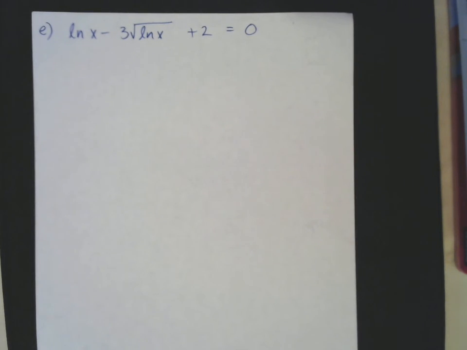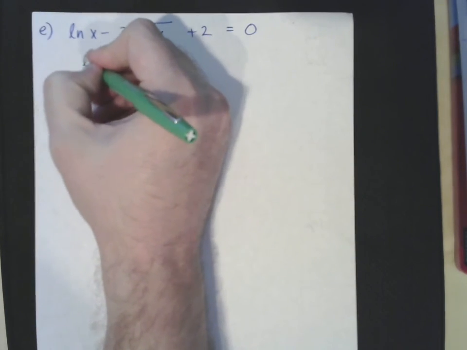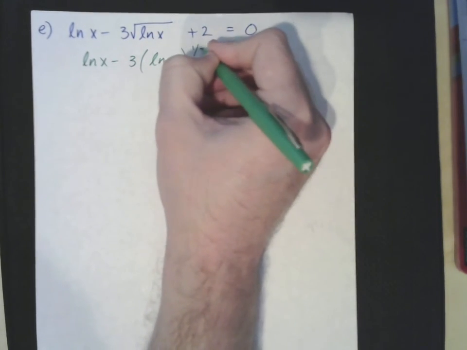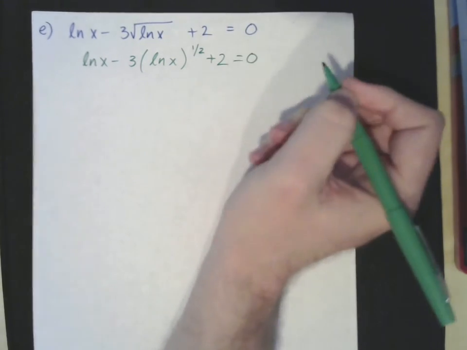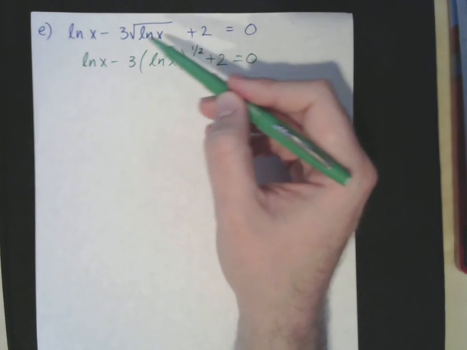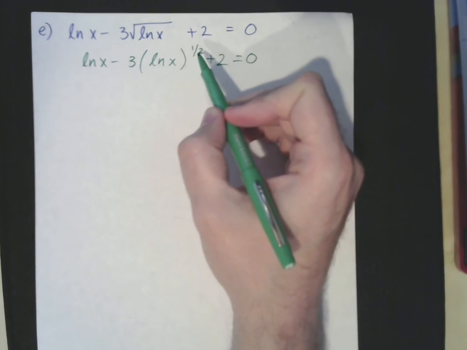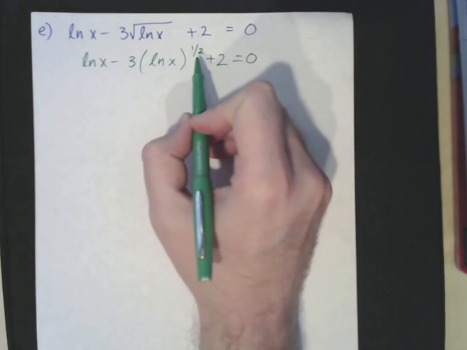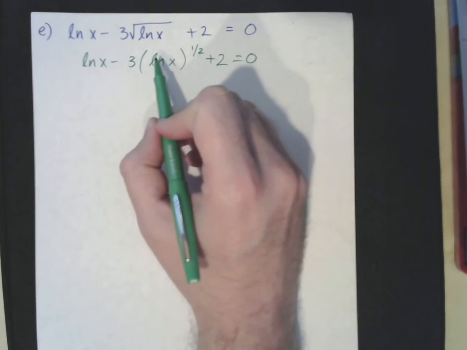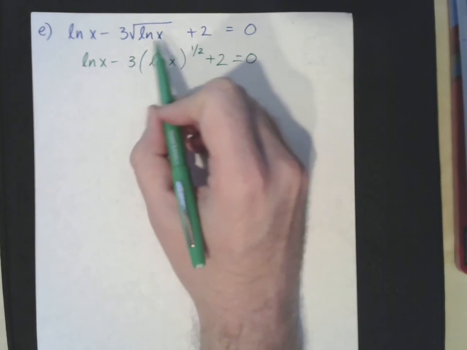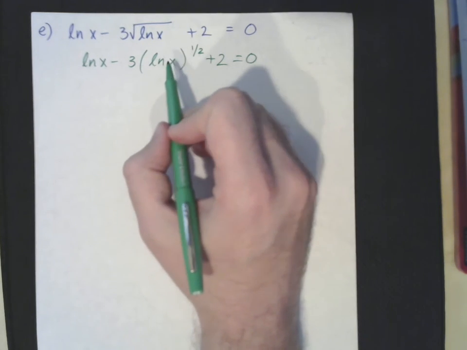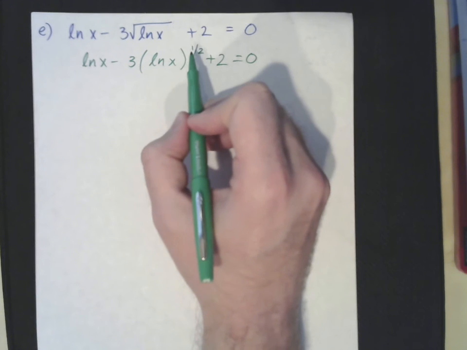So the first thing we're going to do is rewrite this. ln x minus 3 times (ln x) to the 1/2 plus 2 equals 0. A lot of students' first instinct is, oh, I can bring this 1/2 down, but we can't, because our logarithm laws say we're allowed to bring down exponents of the argument of the logarithm. So if this was ln of x to the 1/2, we could bring the 1/2 in front. But since the 1/2 is being applied to the logarithm, not just the argument, we can't do anything with it.